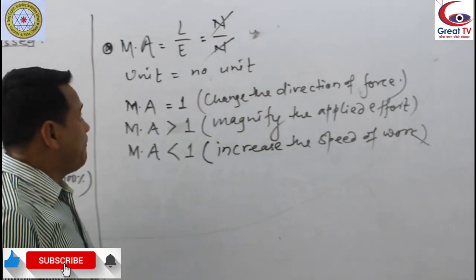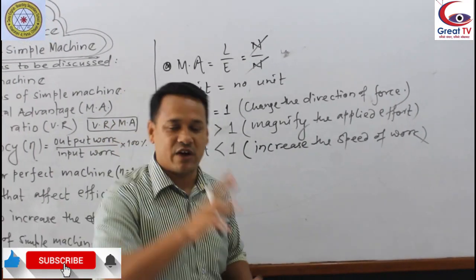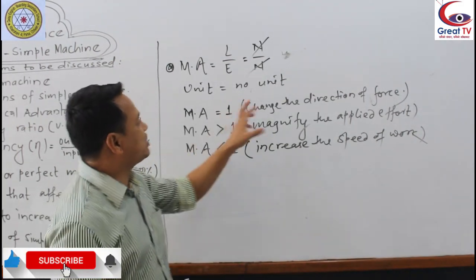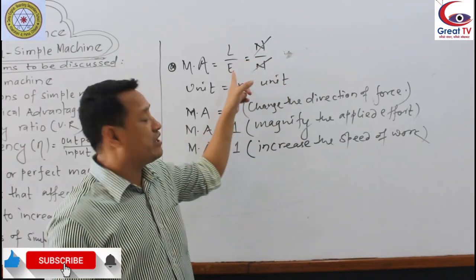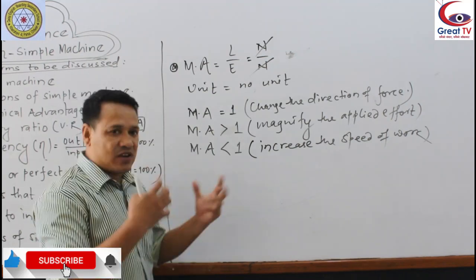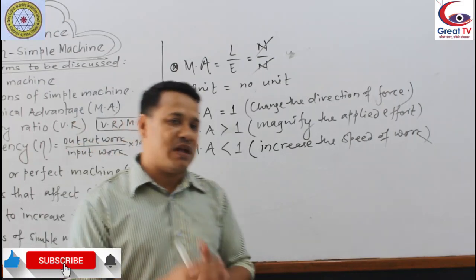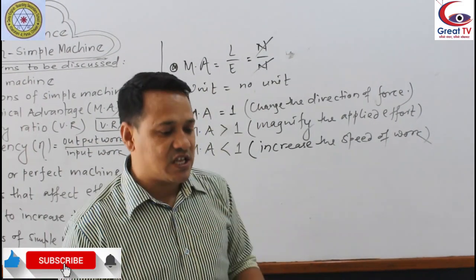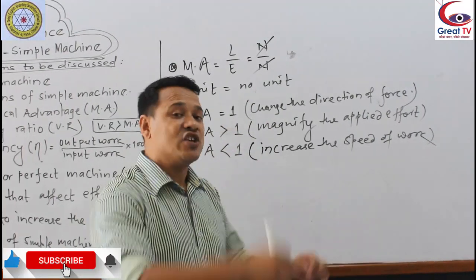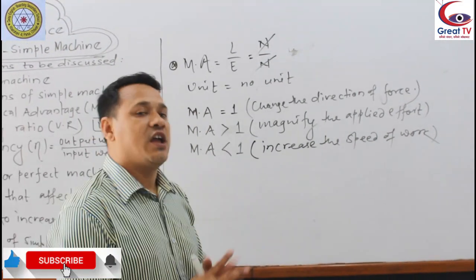So mechanical advantage, once again, means a ratio of load and effort. You have read in the lower class also, mechanical advantage has no unit. Why? Because it is the ratio of the same physical quantity, load and effort. Both have the same unit and cancel each other. And if you get a mechanical advantage of 1, such a machine cannot increase the speed of work, cannot magnify the applied effort, and can only change the direction of applied effort.